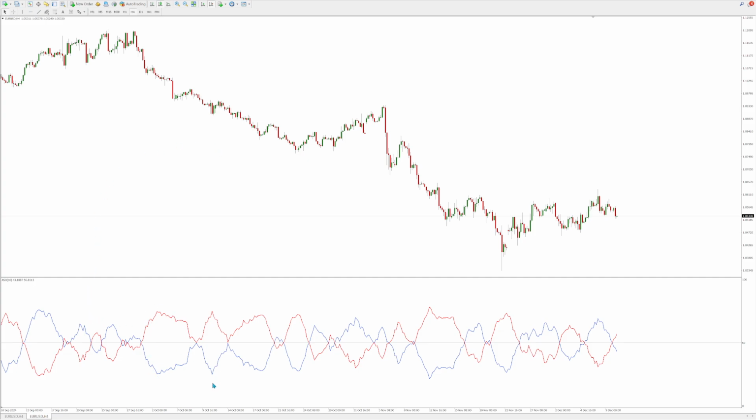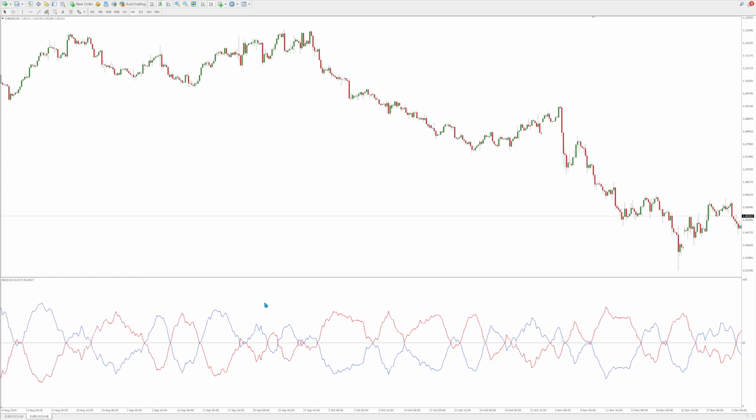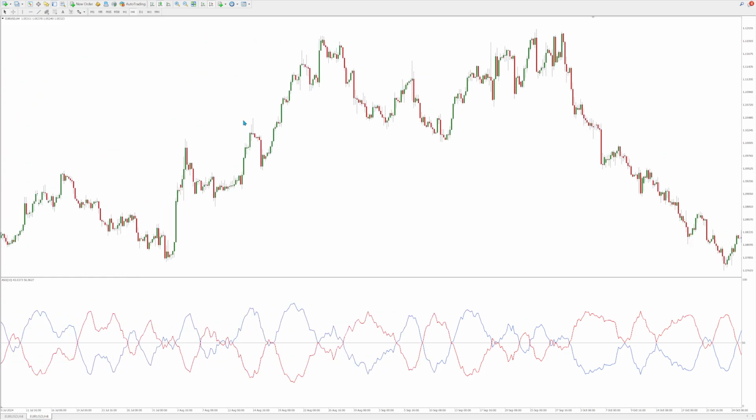Okay, so the average sentiment oscillator here is below the chart. You can see it's loaded, easily color coded: red for bearish market, blue for bullish market. Basically, if the red is above the blue, it suggests that the market is in a downtrend. If the blue is above the red, it suggests the market is in an uptrend.